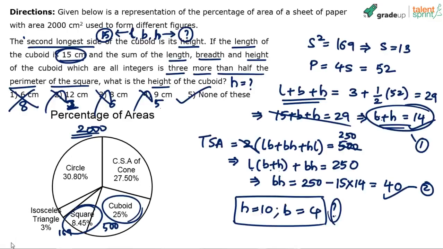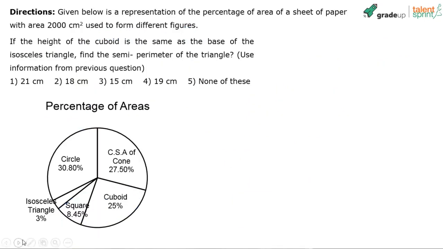What is the previous question? In the previous question we found the height of the cuboid. We got 10, so use that information. Remember, height of the cuboid is equal to 10. He has mentioned to use the information from the previous question. Otherwise you cannot use it; if this statement was not given, our answer would have been cannot be determined. But very clearly he specified to use the information from the previous question. So the height of the cuboid is the same as the base of the isosceles triangle. Find the semi-perimeter of the triangle.